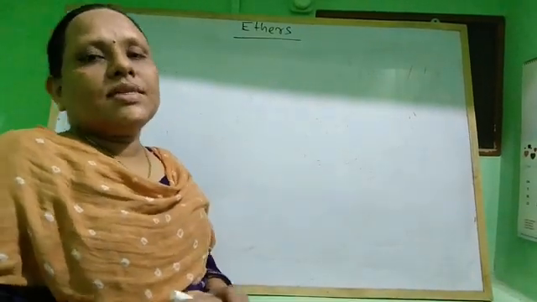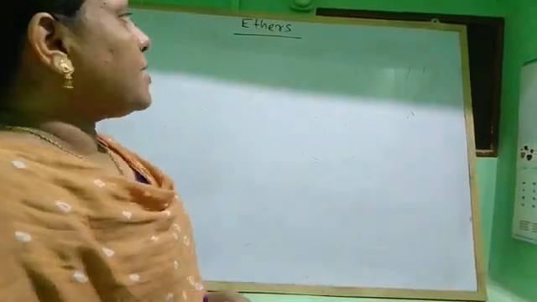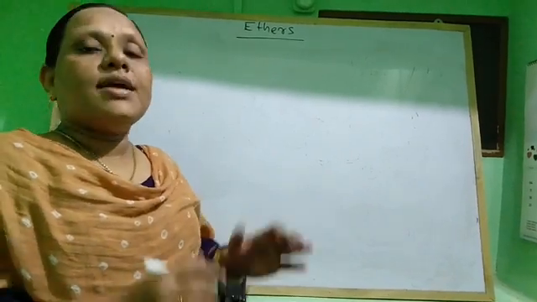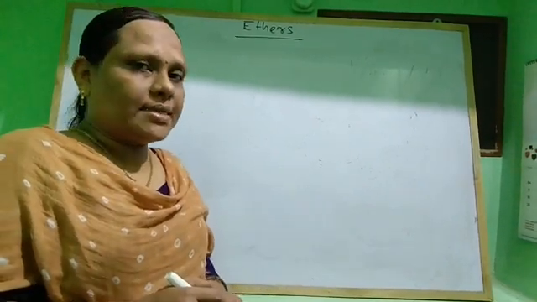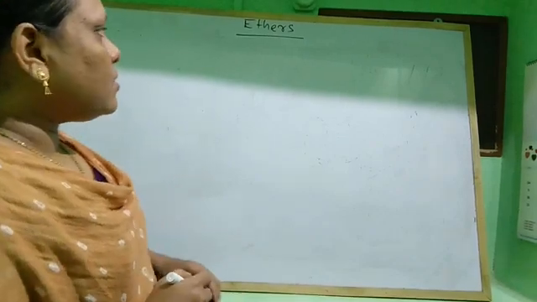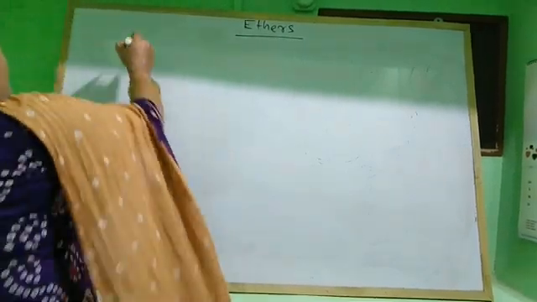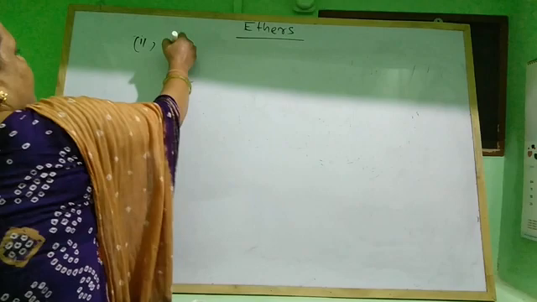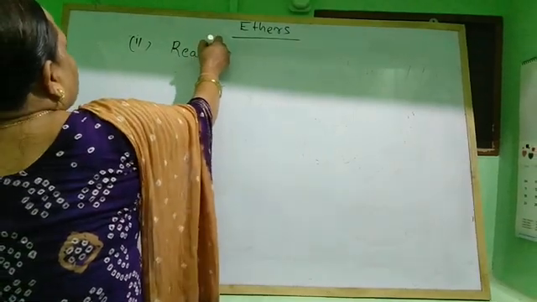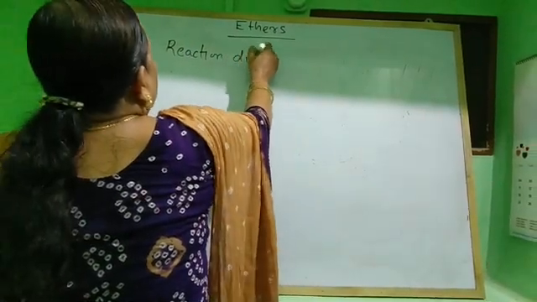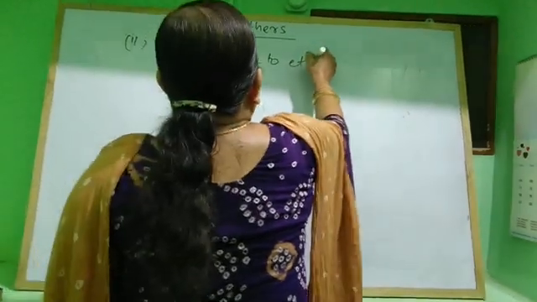Hello students. So last class we have studied about the chemical properties of ether where cleavage of C-O bond takes place. Now let us discuss the other chemical properties of ether. Among them, one, reaction due to ethereal oxygen.